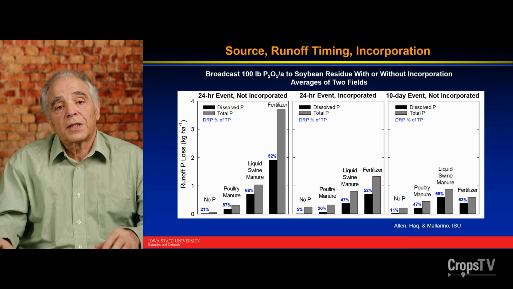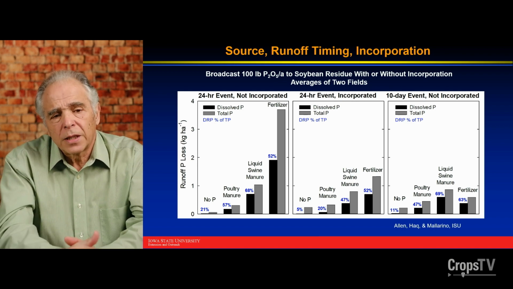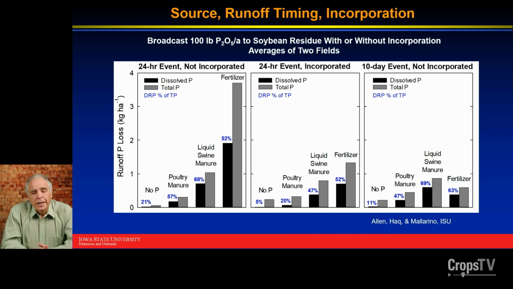So, okay, this was one study, one of the first we did, in 2 fields. We broadcast, again, 100 pounds of P2O5 to soybean residue, and we did it with and without incorporation, but at two different times. We did this in the fall. So the figure at the left shows the same as I showed before for the different sources. It was an event that we created within 24 hours of the application, without incorporation.